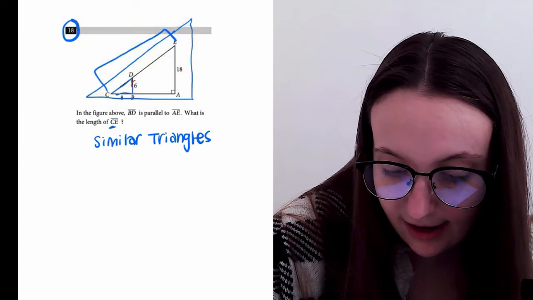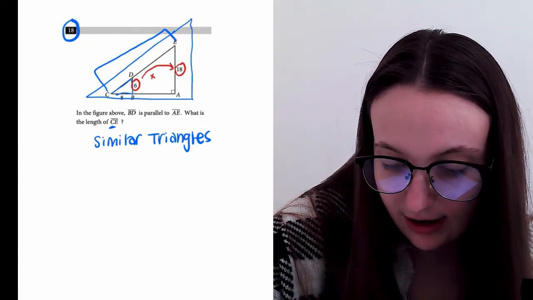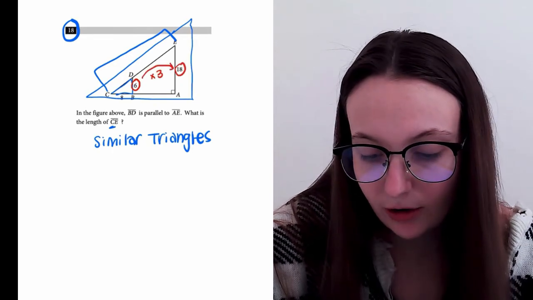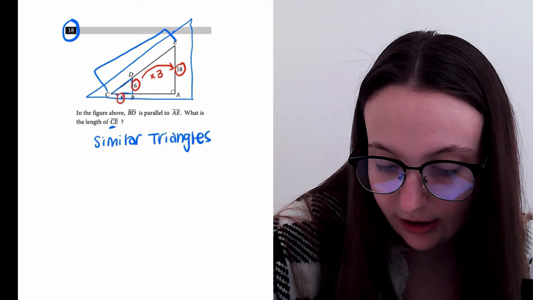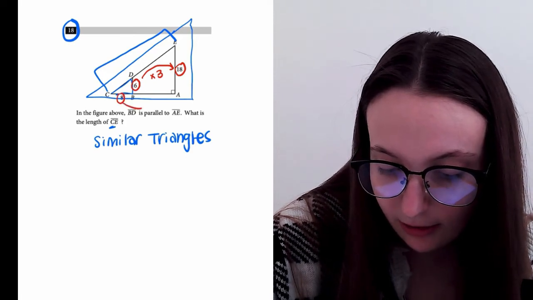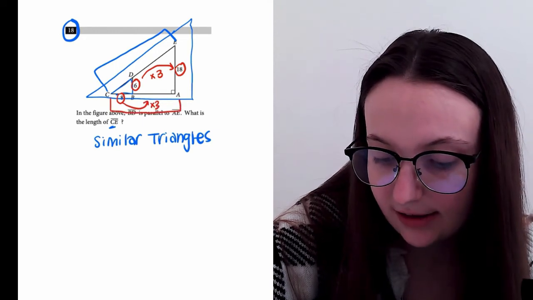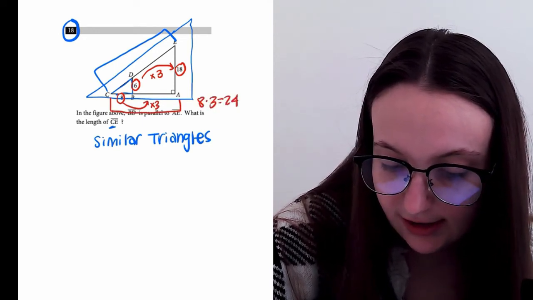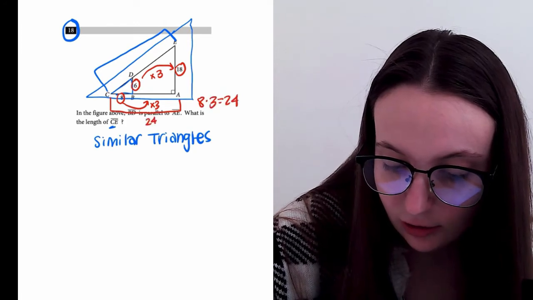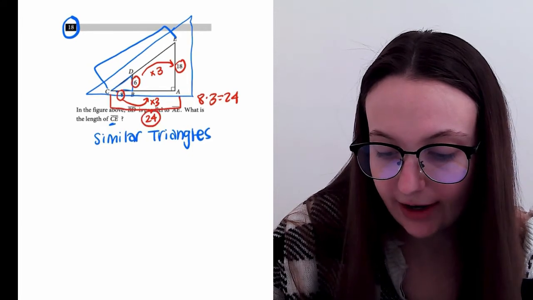We can see that the sides of the big triangle are 3 times the length of those of the small triangle. So what that means then is that if BC right here is equal to 8, we just have to multiply 8 by 3 to get the big side here, which is AC. So 8 times 3 gives us 24. So this side right here, AC, is equal to 24. So we have 2 sides right here of this right triangle.